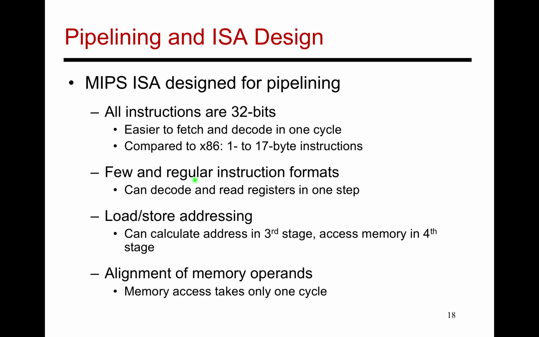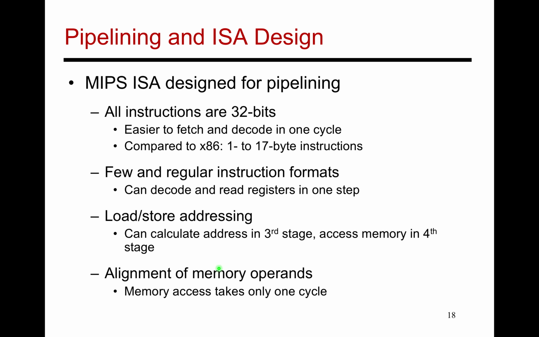So that's another thing that MIPS has done in order to make its architecture more suitable for pipelining. Loads and stores are also very interesting because we separate calculation of the address of the memory from accessing the memory. So we calculate the address in stage 3, but we access the memory in stage 4. The advantage of doing it this way is that memory accesses become very efficient and they can be carried out in only one cycle.